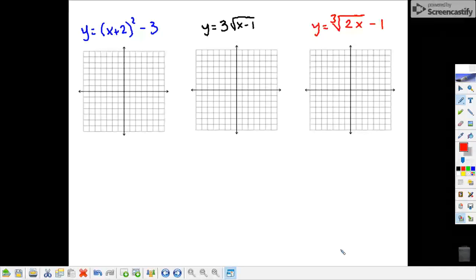All right, I just want to go ahead and go over a few graphing problems just to review some things, parent functions and so on. So this first one we're going to graph is y equals (x + 2)² - 3.